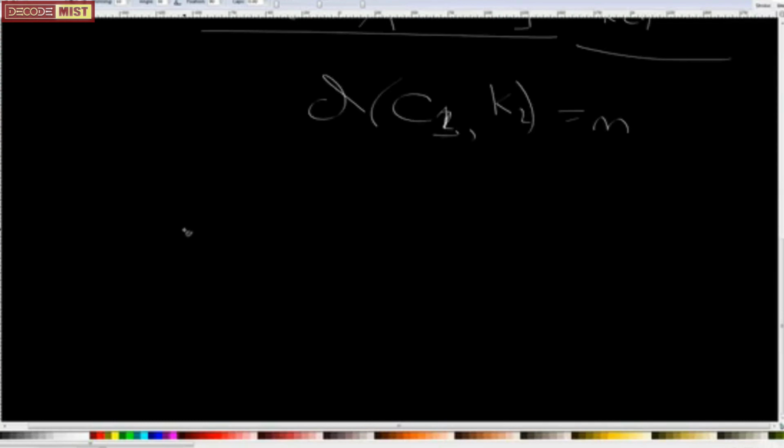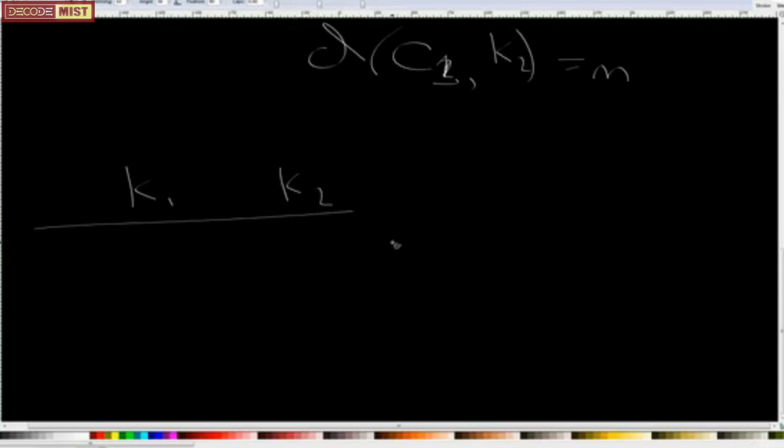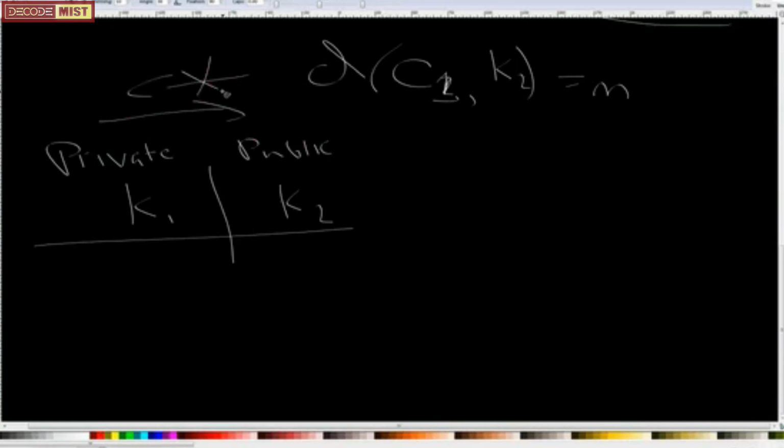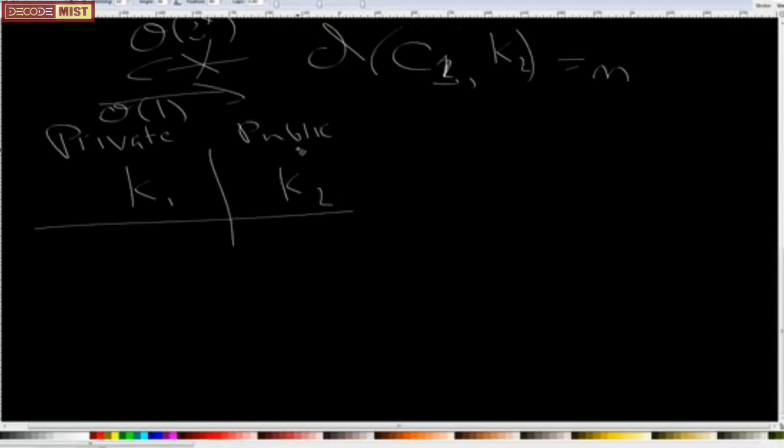Now, there's a relationship between the private key and the public key. K1 and K2 are related to each other, okay? In that the private key usually can build the public key. However, you can't go the other way. Going in this direction is a very quick operation. Going in the other direction is a very slow operation. It's one that would take lots and lots of time. So this is kind of the cryptographic foundation of Bitcoin.